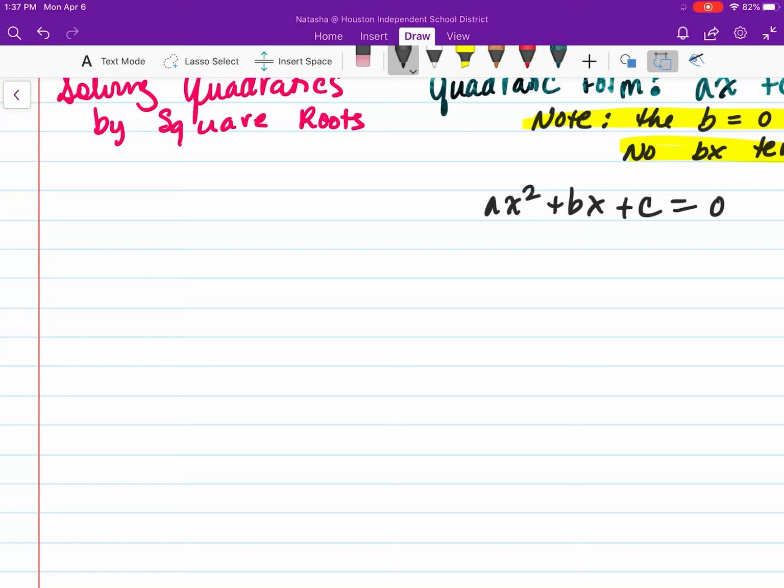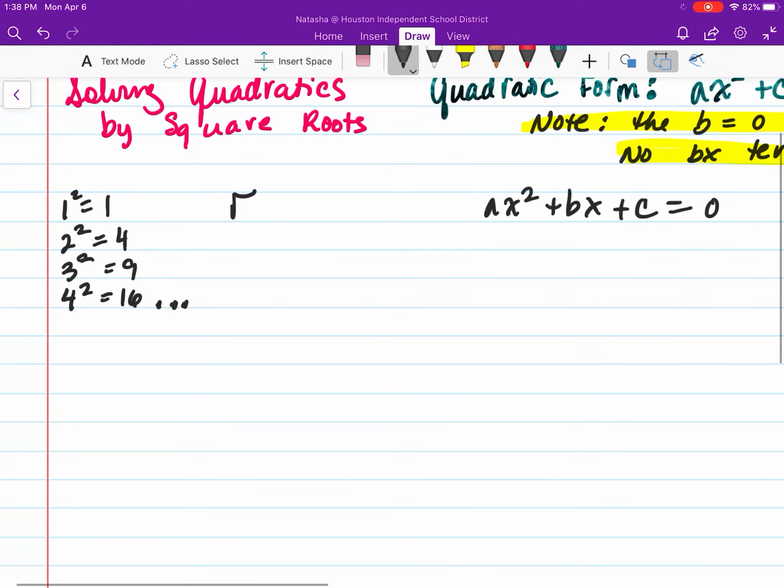Now, just to remind you, what is a square root? When we're talking about square roots, we're looking at perfect squares. If I take 1 and I square it, that's equal to 1. If I take 2 and I square it, that's equal to 4. And 3 squared is equal to 9. 4 squared is equal to 16. So 1, 4, 9, 16, those are perfect squares, and so on. Again, you want to memorize 1 through 12. The perfect squares, so 12 squared would be 144. You want to memorize those perfect squares, okay?